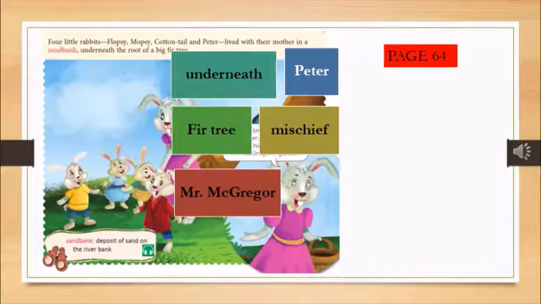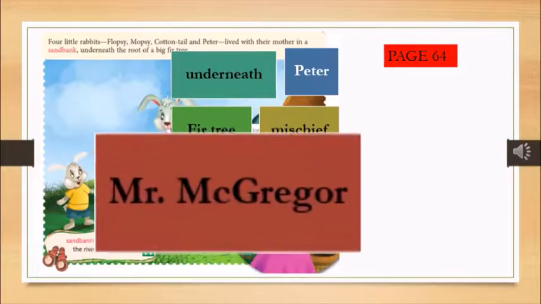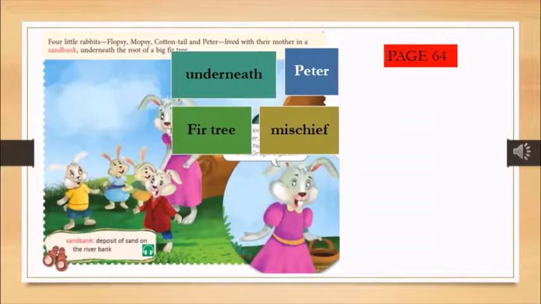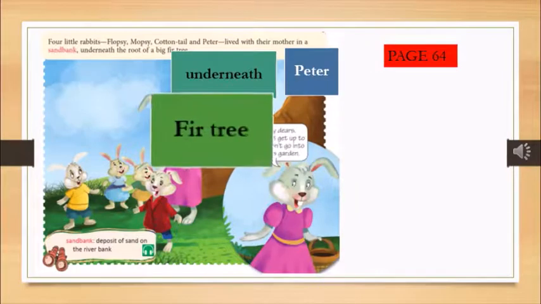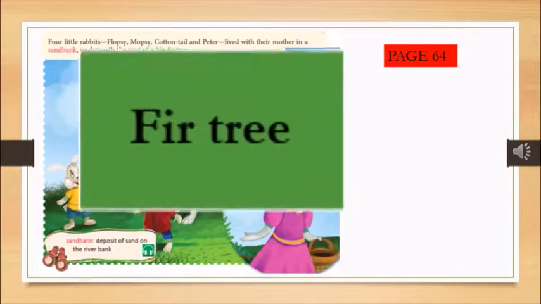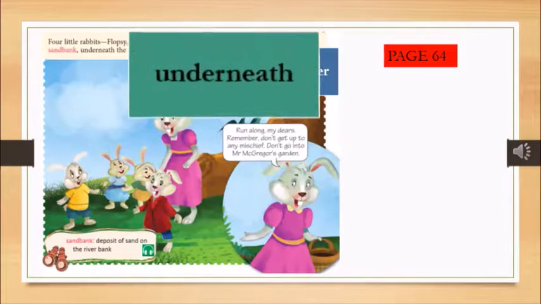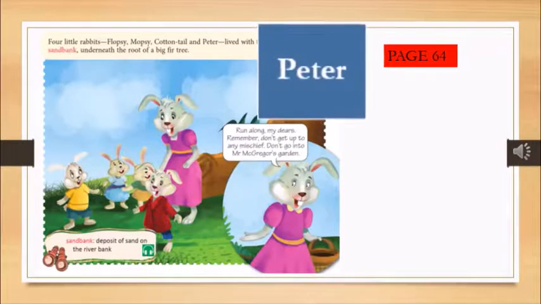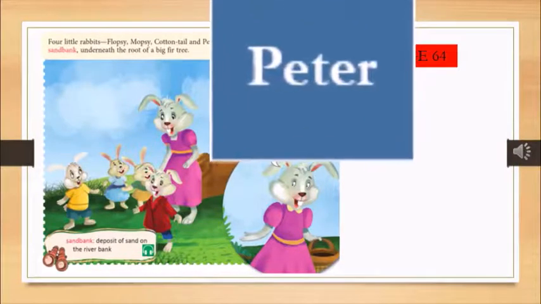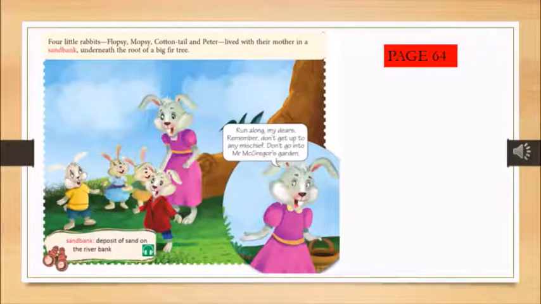So let's look at the pronunciation of a few words. Mr McGregor, mischief, fir tree, underneath, Peter. Children, note that the ER at the end of Peter is silent. We need only say Peter and omit the ra sound at the end.